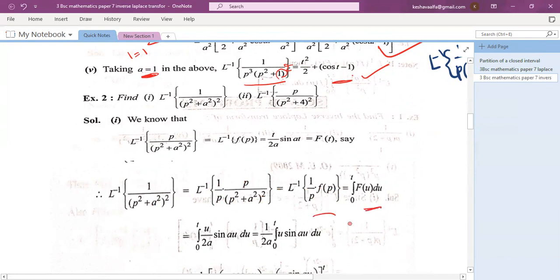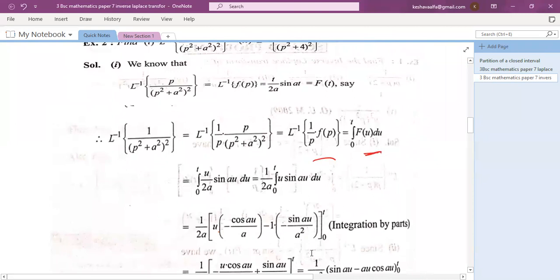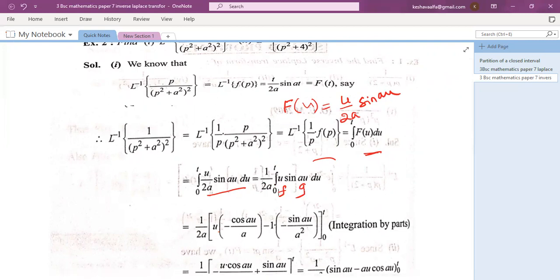That is integral 0 to t f of u du. So f of t is t by 2a sin a t. Then f of u is equal to u by 2a sin a u. Just we are changing the variable. So that is integral 0 to t u by 2a sin a u du. That is 1 by 2a integral u sin a u du. So using integration by parts. So we know what is the integration by parts formula.